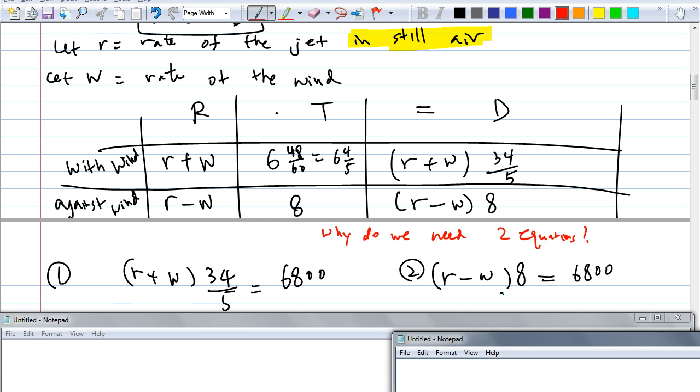Not quite. Actually, what happens is if you did that, you can't solve, because how many variables do you have? You have two variables in one equation. Exactly. So therefore, you have to have two equations to be able to solve for these two variables. Now, in first semester, how many variables did we have before? Just one. Now we're using two variables, so you need two equations. That's a little difference. Does that make sense? So in a way, you're kind of right. If you let R plus W times 34 over 5 equal R minus W times 8, you can't really solve, because you have two variables with one equation.